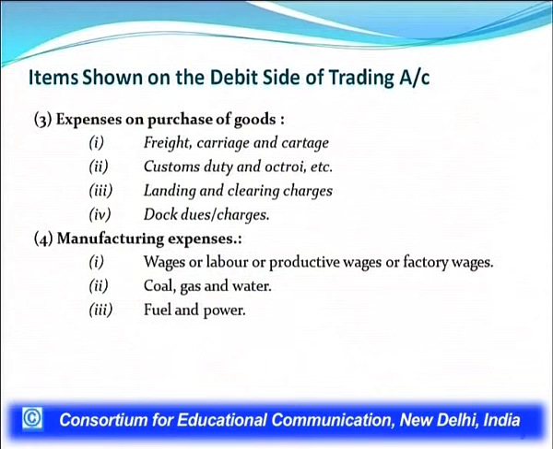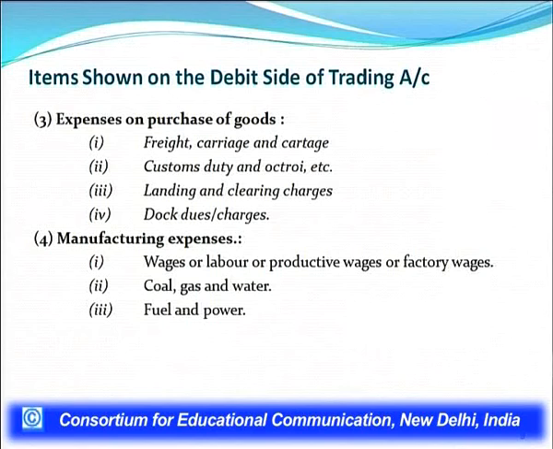When the goods have been imported, then to get the goods cleared from the customs department, some expenses have to be incurred, and sometimes the job is given to a clearing agent, and we need to pay him reimbursement of expenses and his fee. So, that is also an expense on purchase of goods. Then dock dues or charges. Dock dues are paid to the shipping company through which the goods have been received. So, the port charges or dock dues are expenses on purchase.